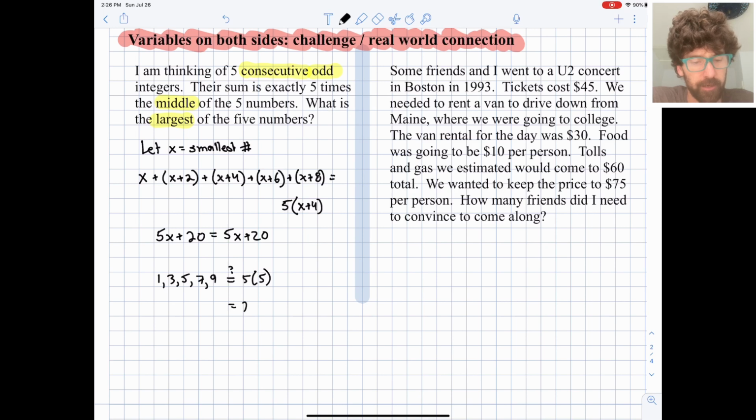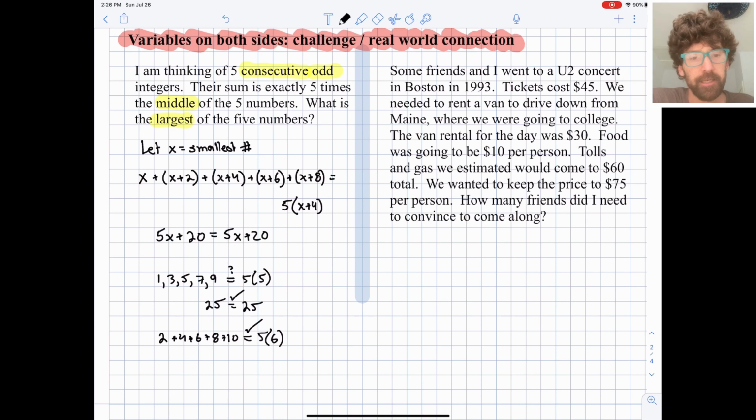So this is 25 on the right. 1, 3, 5, 7, 9, it does. It equals 25. And so this should work for numbers that aren't consecutive odd numbers as well. 2 plus 4 plus 6 plus 8 plus 10 should equal 5 times the middle number, which is 6. And it does, it checks out, it works to 30.